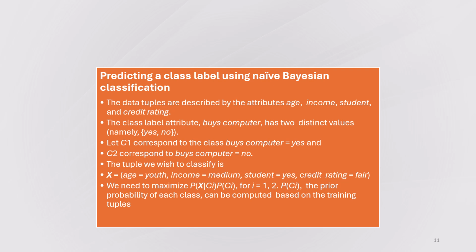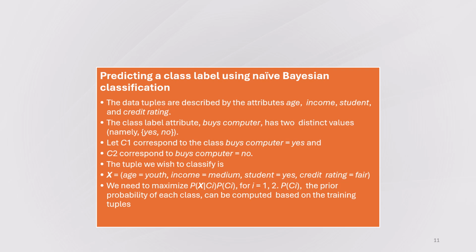Predicting a class label using Bayesian classification: the data tuples are described by the attributes age, income, student, and credit rating. The class label attribute buys computer has two different values, namely yes or no. Let C1 correspond to the class buys computer equals yes and C2 correspond to buys computer equals no. The tuple we wish to classify is X: age equals youth, income equals medium, student equals yes, and credit rating equals fair.